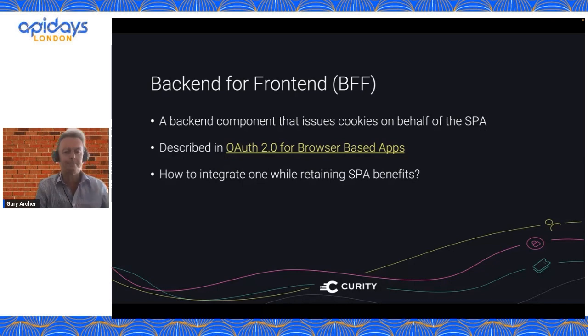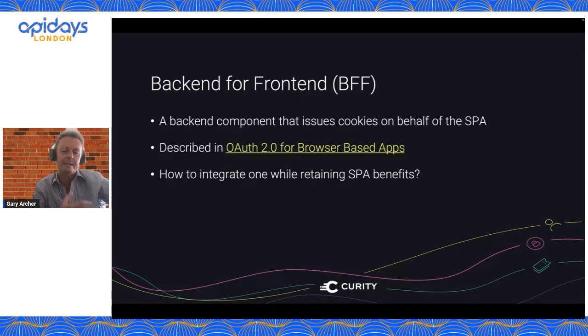It involves a backend issuing cookies on behalf of the SPA. And there's a very good document about it in an online document called OAuth 2.0 for browser-based apps. And it talks about the ways of using a backend component to issue cookies. But the challenge really is not just solving the security problem, it's maintaining all of those original SPA benefits, the developers working only on React, deploy anywhere, simple code, etc.